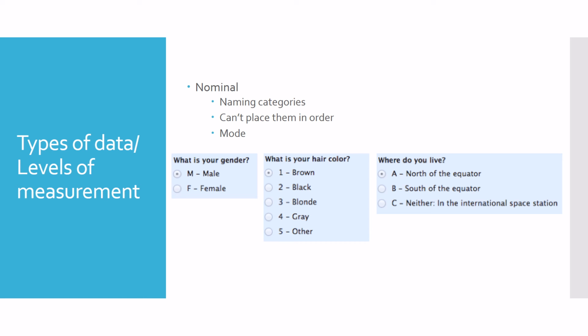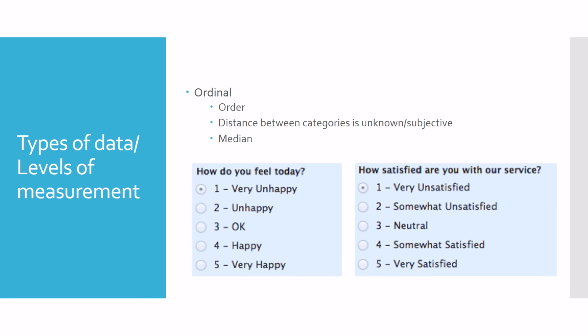You can't add them all together and divide them by the number that there are. That wouldn't work. And you can't do median either. You can't place them all in a line and tell me which one falls in the middle. The next one along is ordinal, and the word ordinal suggests that you can place them in an order.